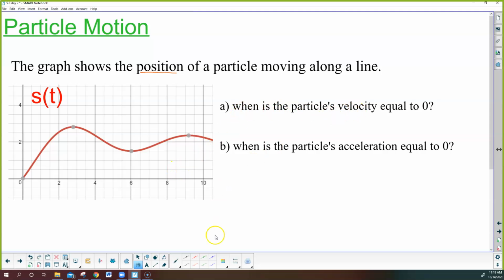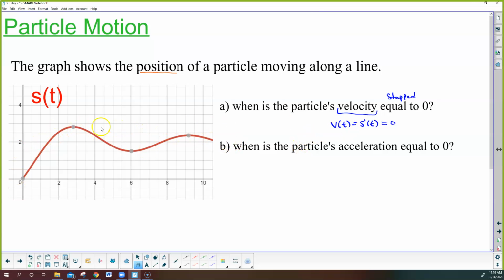So then here it says, when does the particle's velocity equal 0? What connection do we need to make? Well, velocity is the derivative of the original function. So if I have the original function's graph, and I want to figure out when is the particle's velocity equal to 0, another way I could say this is, when is the particle stopped? Right? So if I have a 0 velocity, that means I'm at rest or I'm stopped.